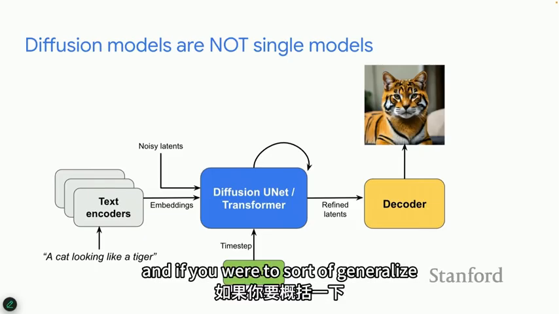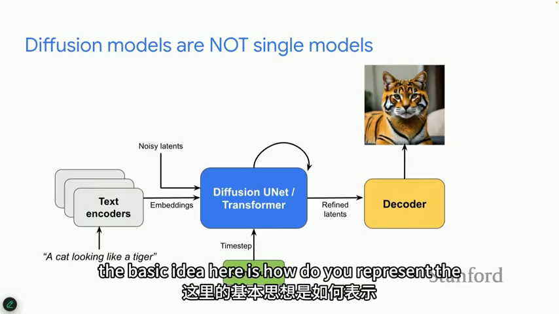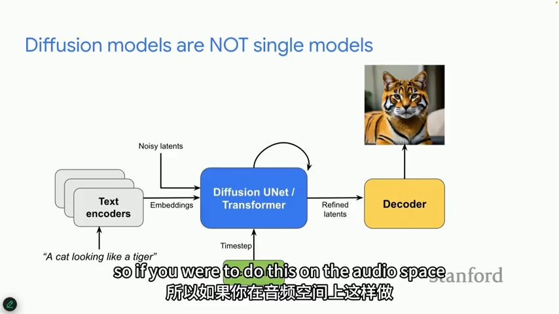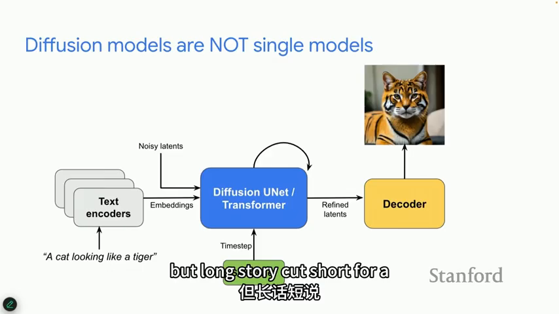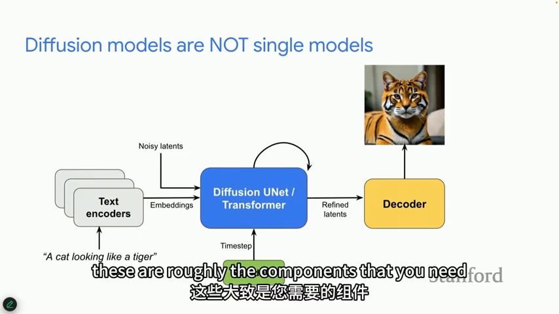And if you were to generalize this to other continuous modalities, the basic idea here is how do you represent the raw modality data points, and how do you compute intermediate representations of them? So if you were to do this on the audio space, you can think of some similar analogies. But long story cut short, for a fairly well-performing text-to-image system, these are roughly the components that you need.